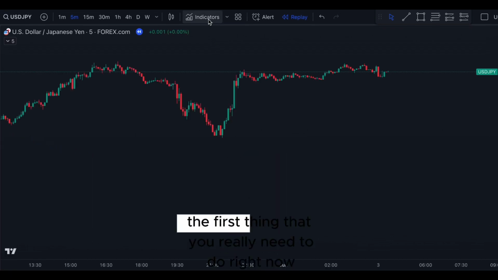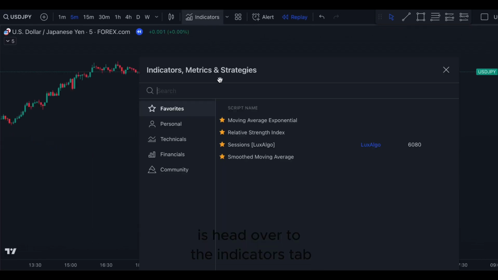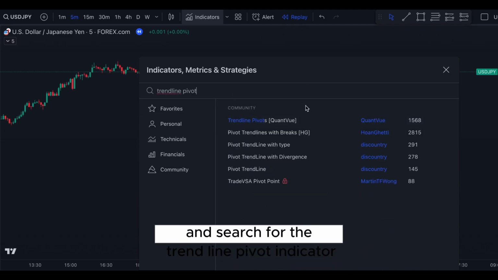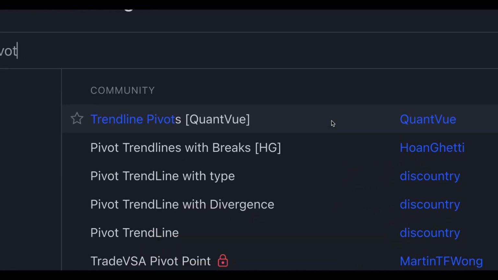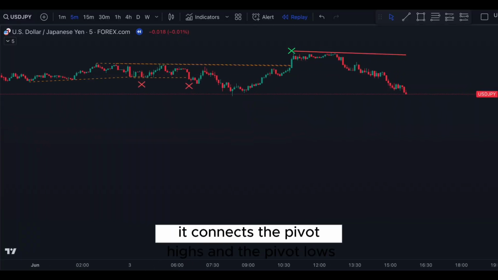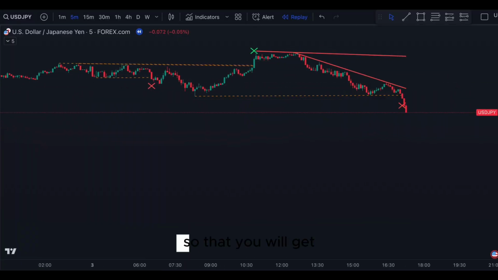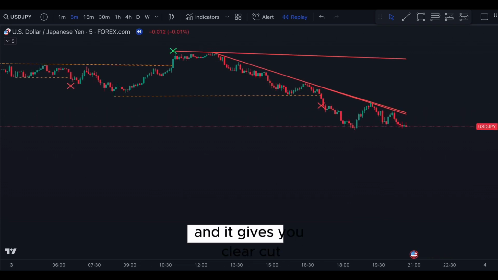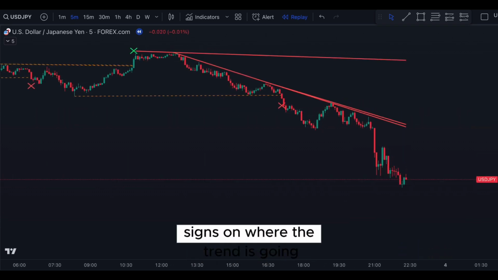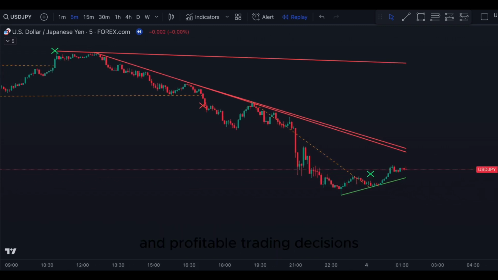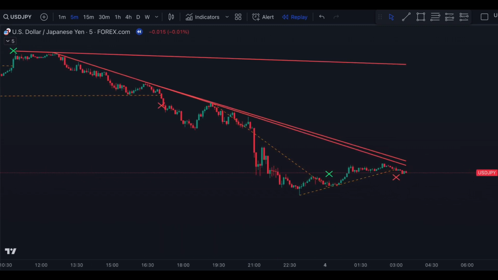Okay, so the first thing that you really need to do right now is head over to the Indicators tab and search for the Trendline Pivot Indicator. And as you can see, it connects the pivot highs and the pivot lows so that you will get an understanding of where price is heading, and it gives you clear-cut signs on where the trend is going, making it easier for you to make confident and profitable trading decisions.